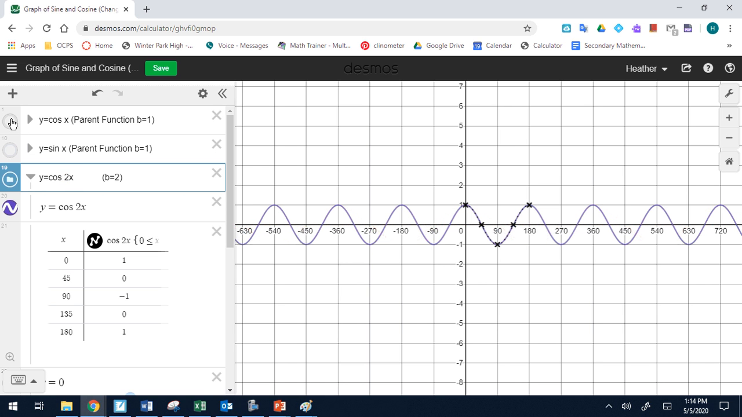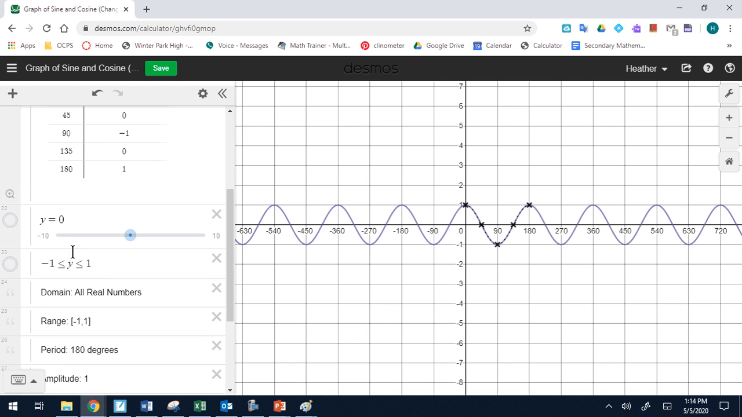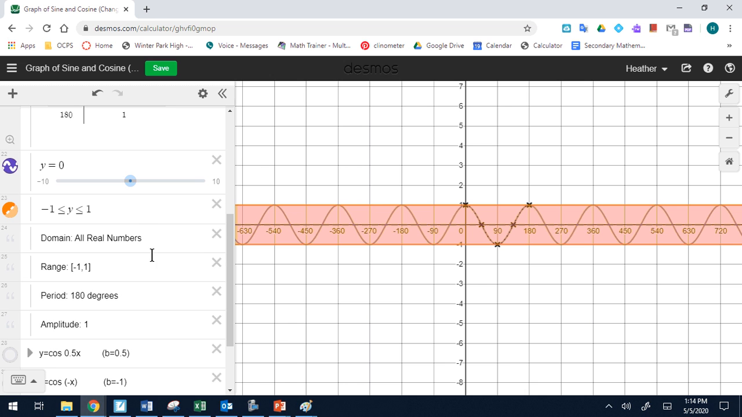Let's turn the parent function off again so we can see. So here's my complete cycle. 1, 0, -1, 0, 1. So that's my complete cycle there. Now, my midline does not change. My range does not change. My domain does not change. My amplitude does not change. The thing that changes is the period. So if I'm doing 2 complete cycles in 360 degrees, the new period is 360 divided by 2, which is going to give me 180 degrees. So the thing that changes with b is the period.